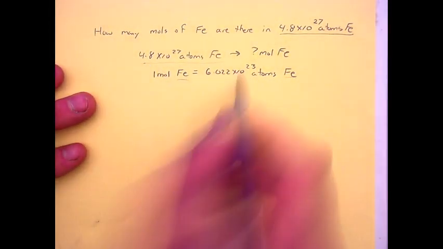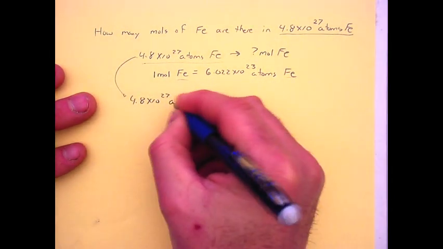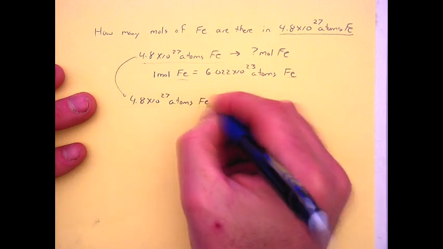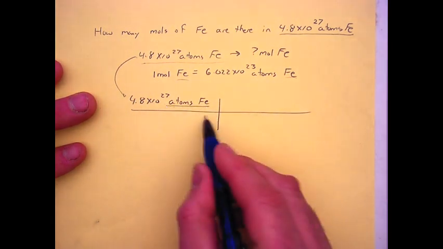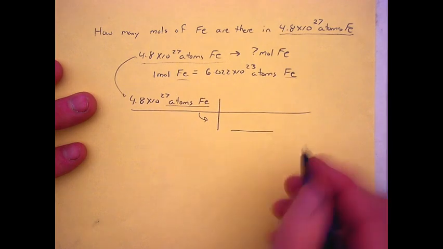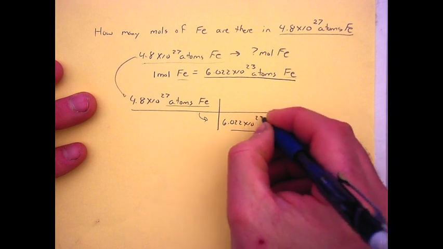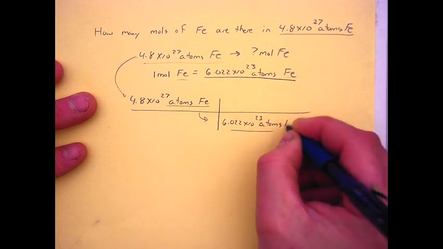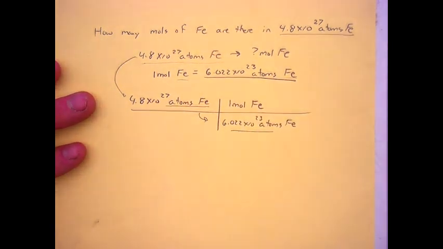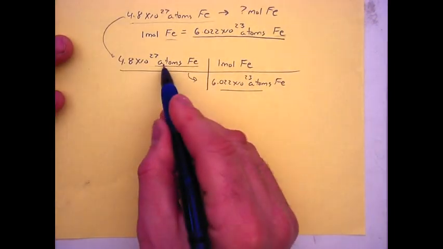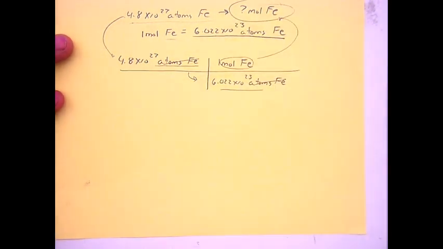So I set up our grid again, since we only had one bridge. I have 4.8 times 10 to the 27th atoms of iron in the top left-hand cell. This time, since we have atoms of iron on top, we want to have atoms of iron on the bottom. So we use this right here. We put Avogadro's number of atoms of iron on the bottom and 1 mole of iron on top. First of all, atoms of iron cancel out, which leaves us with moles of iron, which is exactly where we want to end up.